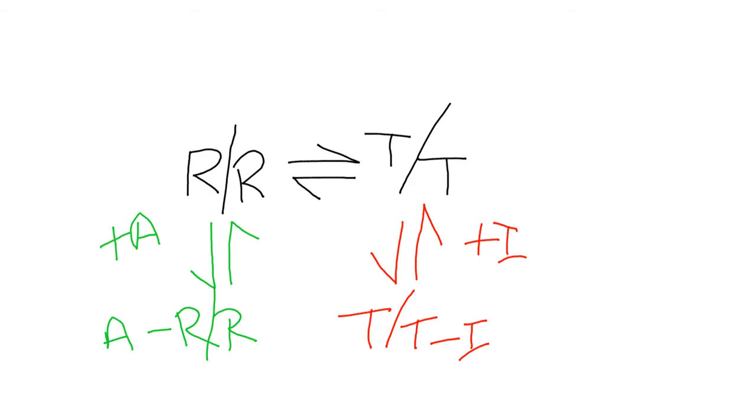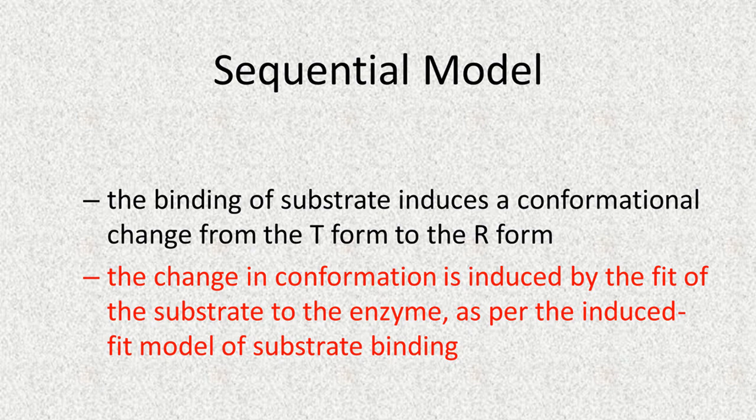Okay, so the sequential model is where the binding of one side affects the binding of the other side, but they don't happen simultaneously. That's where it's different than the concerted model. With the concerted model, the two subunits did it together, became RR or TT together. Here, if we just have two subunits, it can become RT.